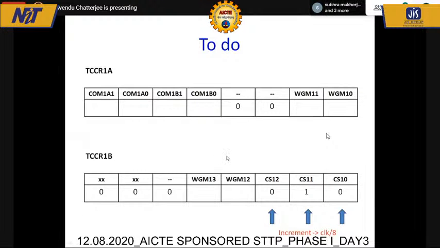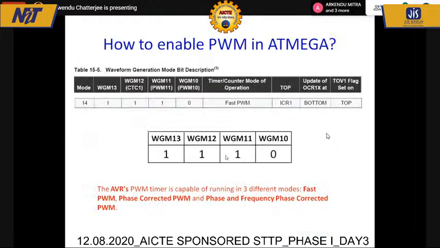But the PWM did not start, only the timer has started. Now, how to start the PWM? You will have to use another set of bits: WGM10 to WGM13. These four bits will start the operation of PWM. Obviously, with four bits there must be several combinations, so there must be several modes.